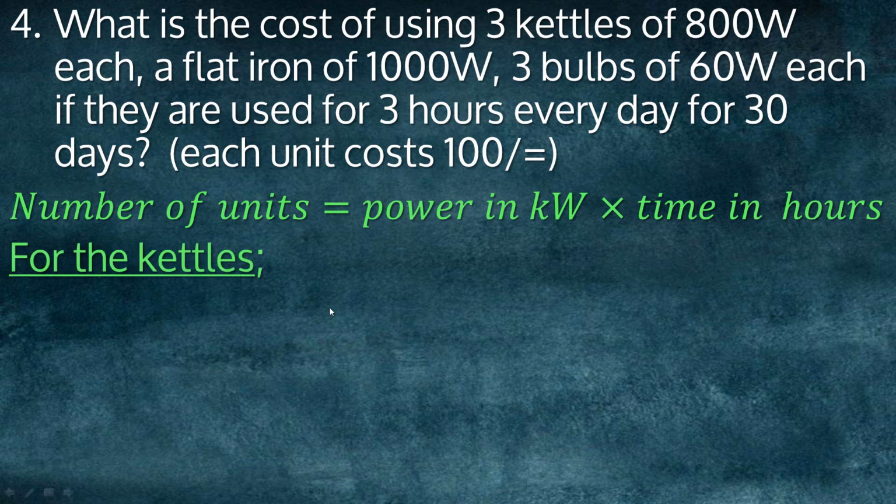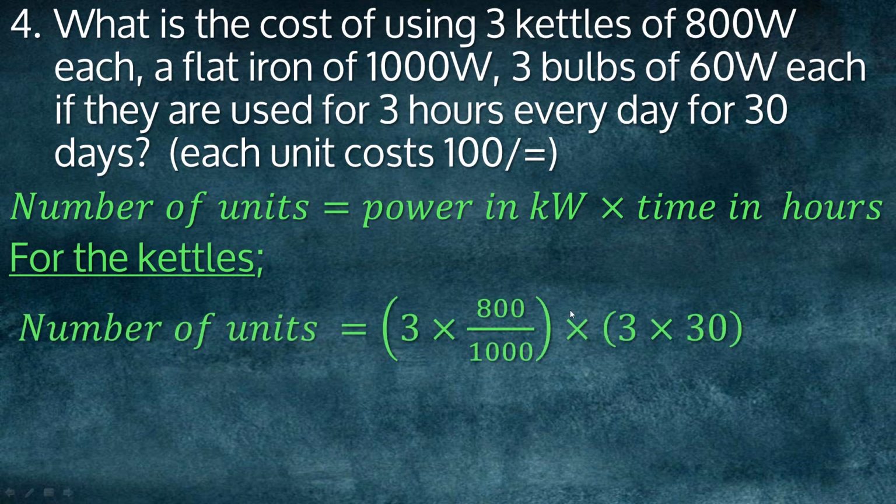We have kettles and there are 3 of them. The total power is going to be, remember there are 3, times the power for each one of them in kilowatts. This is 800 watts, so you get 800 divided by 1000. Then times the total time for which they work. Remember, the time has to be in hours. We are given here that they are working 3 hours every day. That means 3 times the 30 days in a month. So we shall end up with 216 units used for the kettles alone.